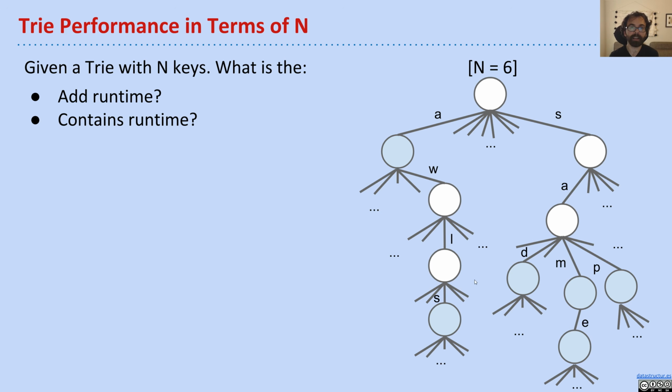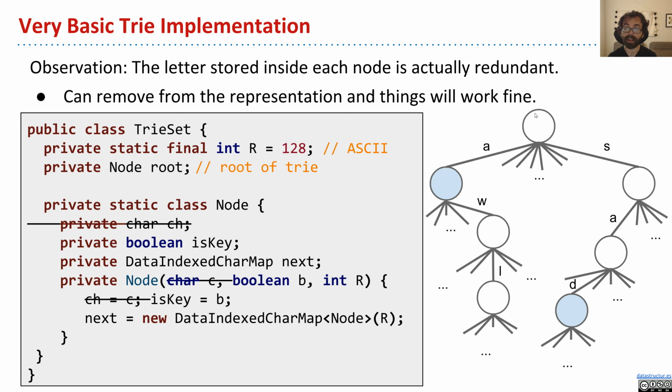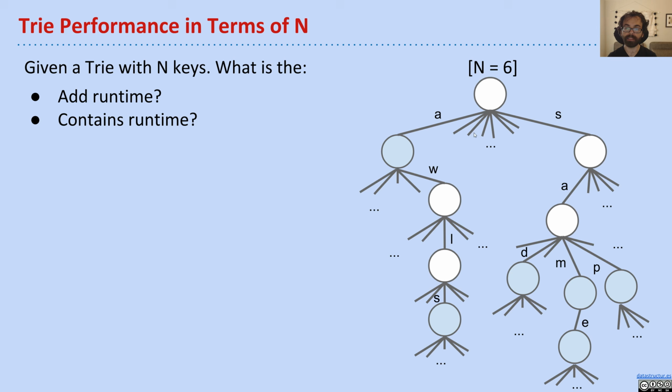So the last thing I want to talk about in this video is the performance. If this is how we're implementing a trie, where every node has a color and a set of 128 links, what will be the add and the contains runtime? And I want you to give the answer in terms of n, where n is the number of keys. And so for example here, if n is equal to 6, that would be the case where we have a, alls, sam, sab, sad, and same. So n is not the number of nodes, it's the number of keys. So try and figure that out.